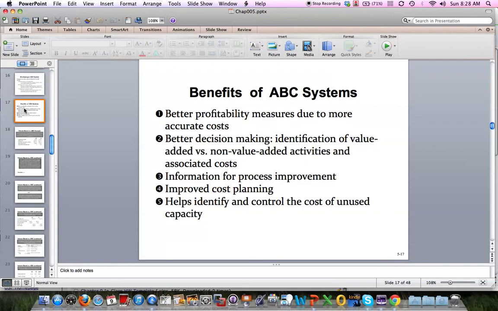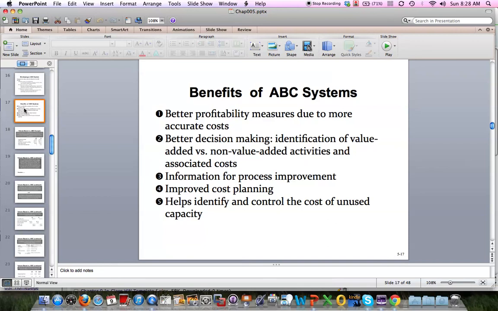So better profitability measures, better decision making, what are value added versus non-value added activities. We want to minimize as many non-value added activities as we can. So that's a good thing that'll help us identify what we're doing. Is what we're doing making sense? We're going to talk about interviewing all of our employees and say, what do you do on a daily basis to manufacture a product? And we're going to probably figure out that some of the things they're doing are maybe redundant or really don't make sense, and we can eliminate those.